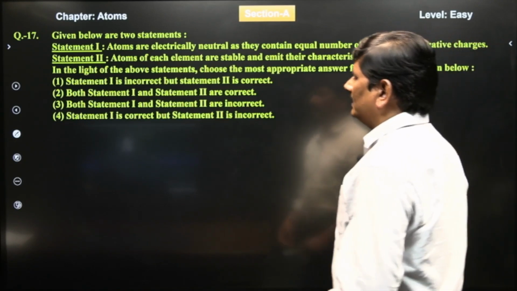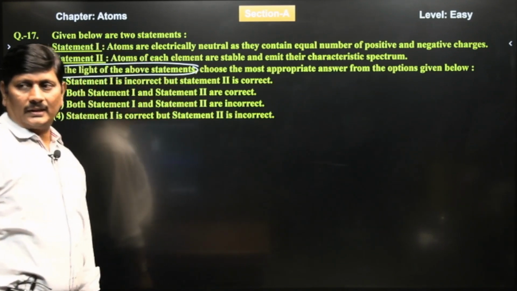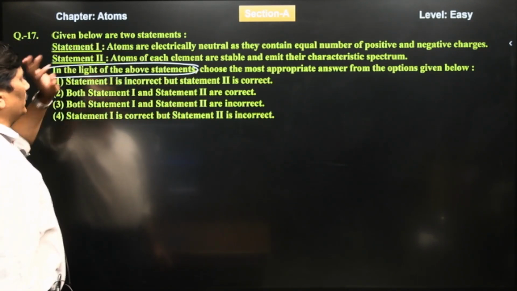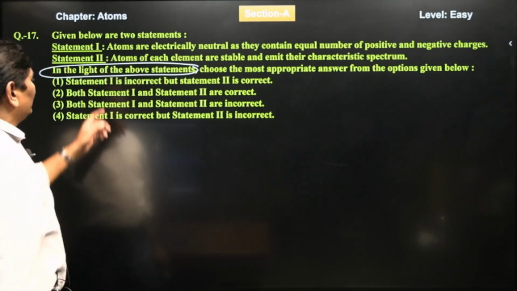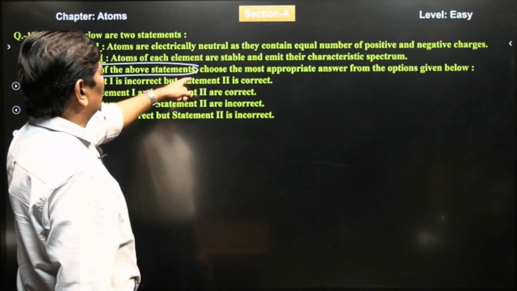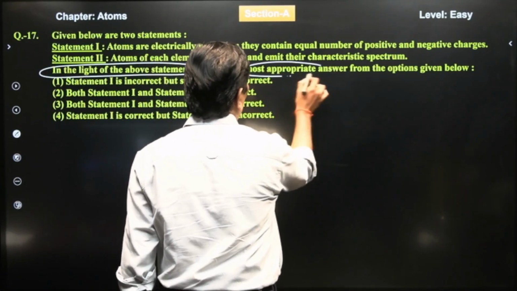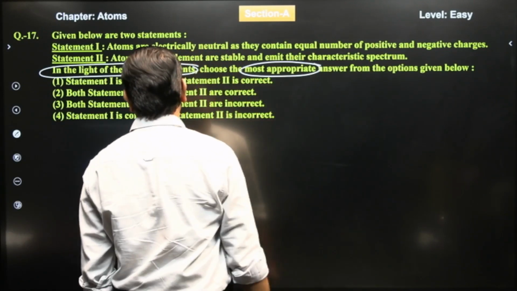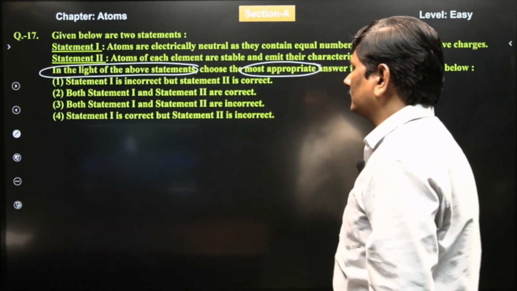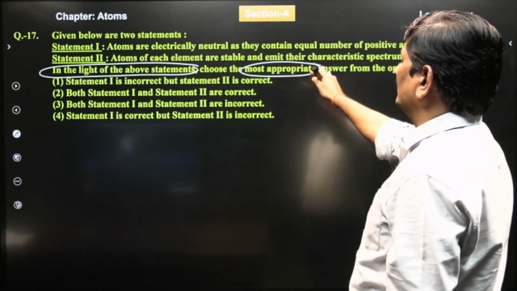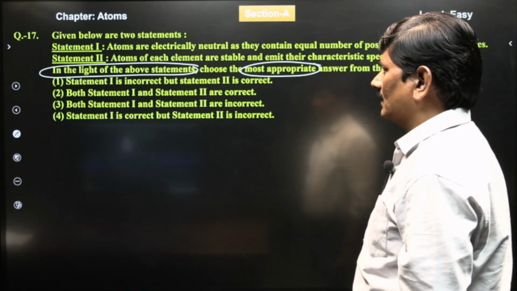Now see, in the light of above statements, that is important, we strictly confine to these two statements only. Beyond that, don't think. In the light of the above two statements, choose the most appropriate answer, only from these two statements. Don't go beyond that. No deeper thinking required. Atoms are electrically neutral as they contain equal number of positive and negative charges. That is correct. They are not ions.